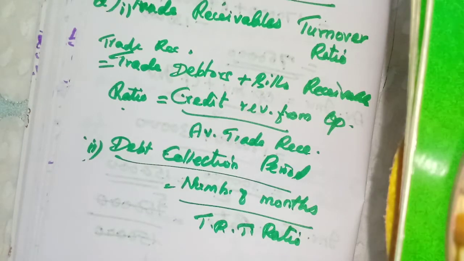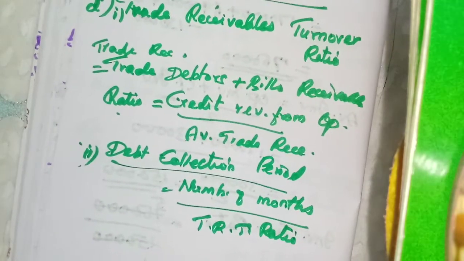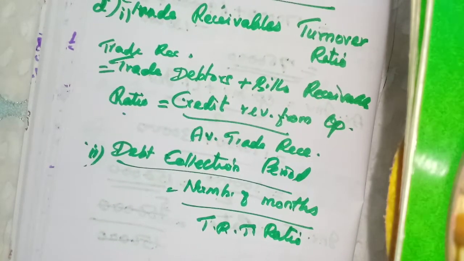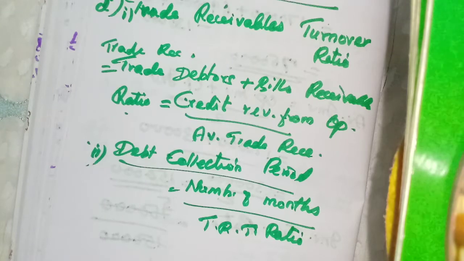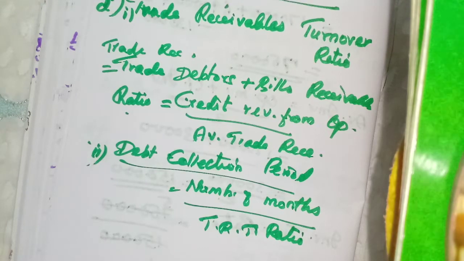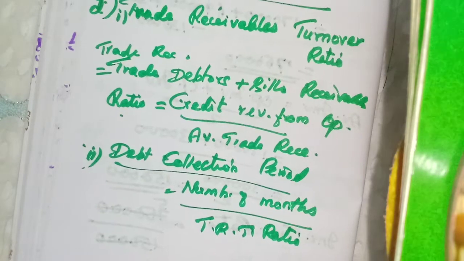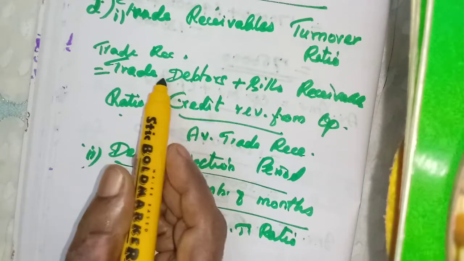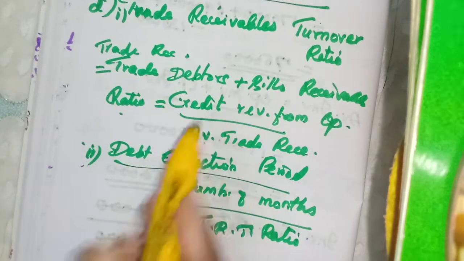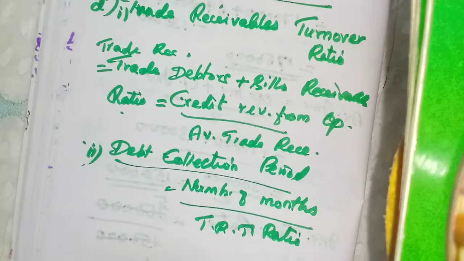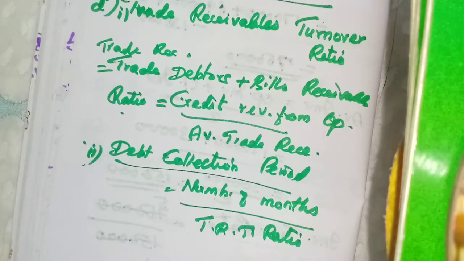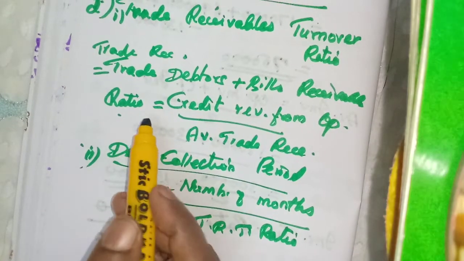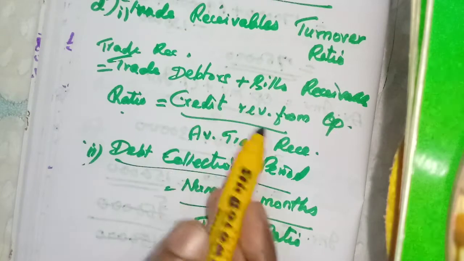Then shall we do the next problem? That is the ninth one. The credit revenue from operation is given, and debtors and bills receivable at the end of the accounting period are given. Calculate the trade receivable turnover ratio and collection period. If they have not given opening trade debtors and bills receivable, then we can take the closing trade debtors and bills receivable, and we need not divide by 2. If we take opening and closing, then only we need to divide by 2.